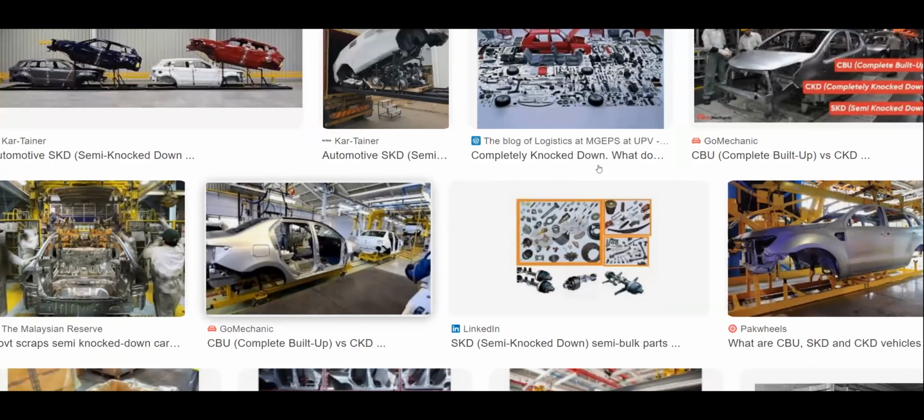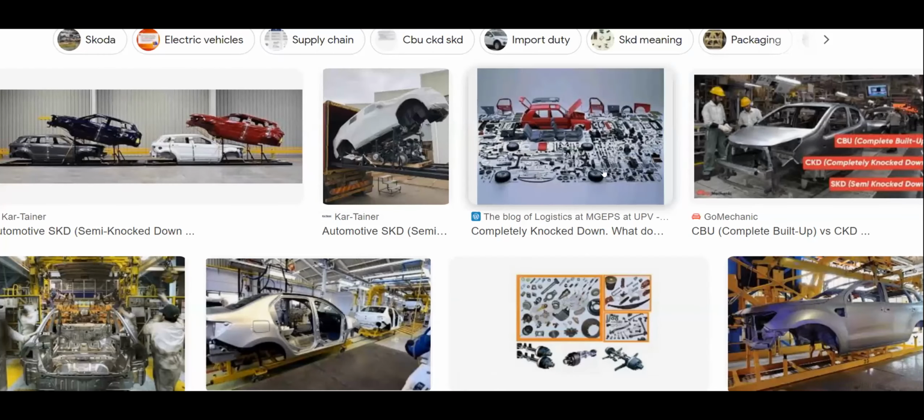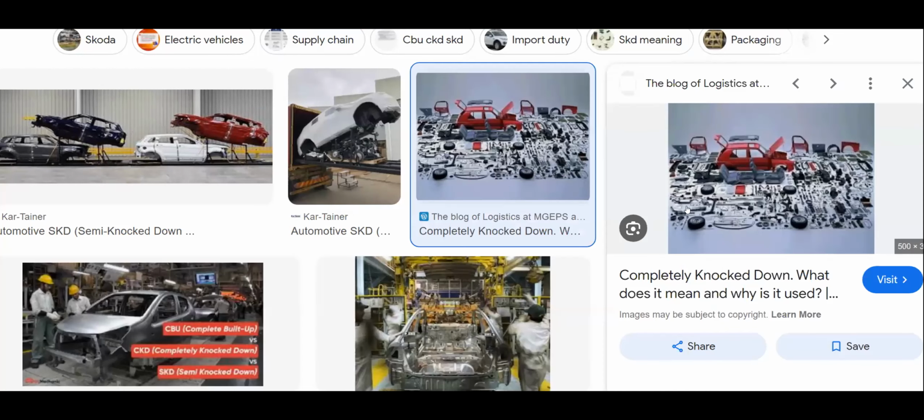The completely knocked down ones, this one sort of looks like completely knocked down. Can you see this image? Everything is scattered. You have to come and rearrange everything. But this one, some parts have been arranged already.